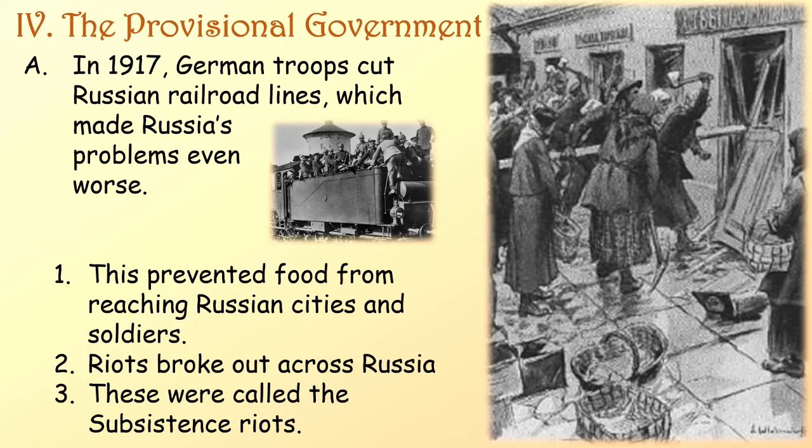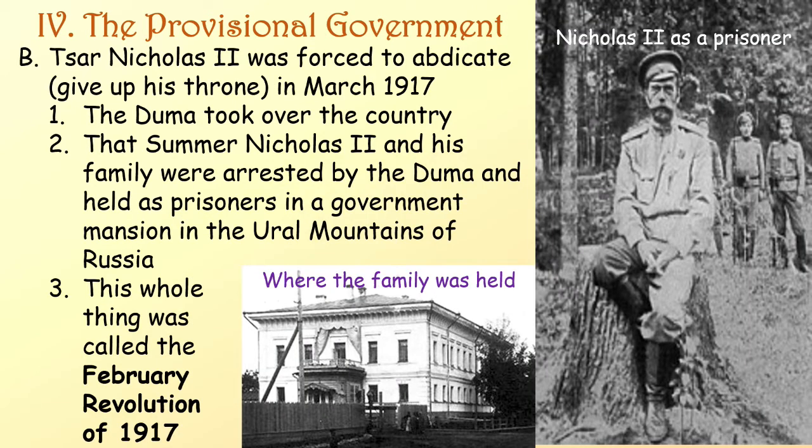In 1917, German troops cut Russian railroad lines, which made Russia's problems even worse. This prevented food from reaching Russian cities and soldiers, and riots broke out across Russia, and these were called the subsistence riots. Tsar Nicholas II was forced to abdicate, give up his throne, in March 1917. The Duma took over the country.